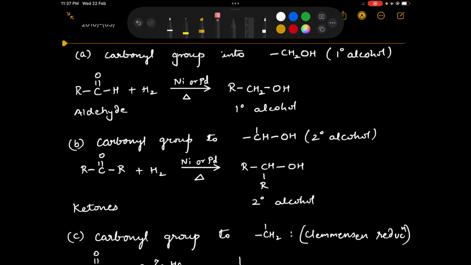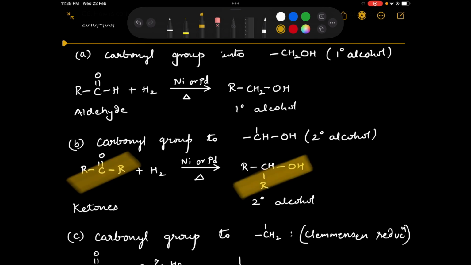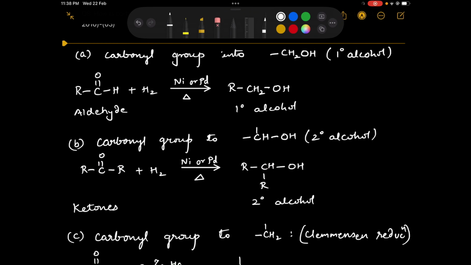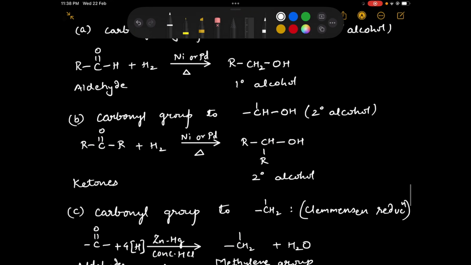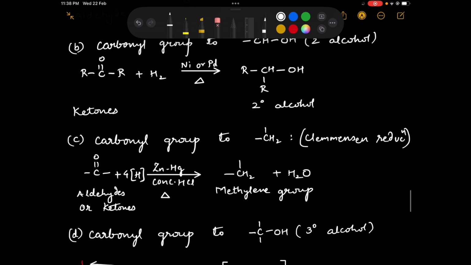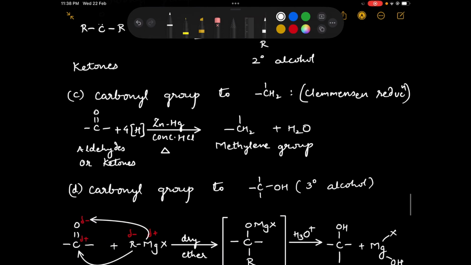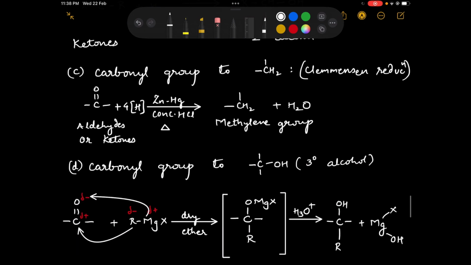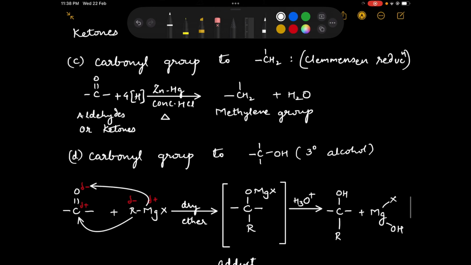The next one is the carbonyl group converted into a secondary alcohol. Now when the carbonyl group is present in ketones, we get the formation of a secondary alcohol. So the ketone is being reduced by hydrogen gas in the presence of again nickel or palladium, and we get secondary alcohols. The third one is the carbonyl group being converted to a methylene group. Now this is also known as Clemmensen's reduction. I have explained this further in detail in my video.